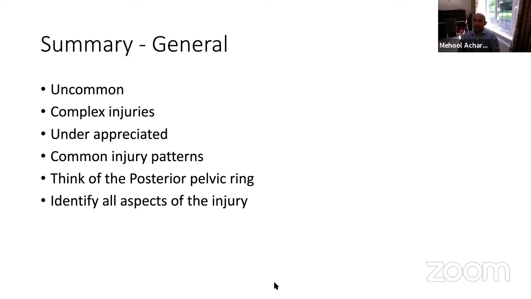So if you've got a combined injury, if it's the pelvic side of it, it's going to be a lateral compression or an APC type injury. The acetabular fractures that are associated with these pelvic ring injuries are either the transverse family group or the associated both columns. Think of that posterior pelvic ring injury, okay? And think about reducing that anatomically, okay? Identify all aspects of your injury.